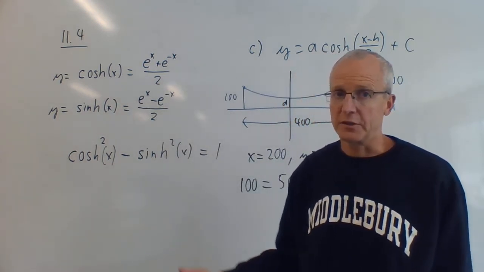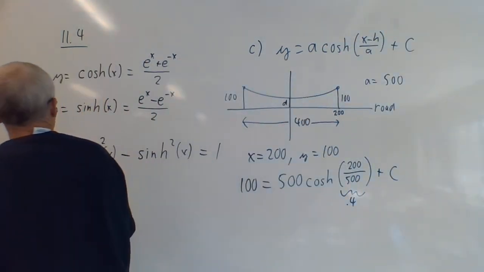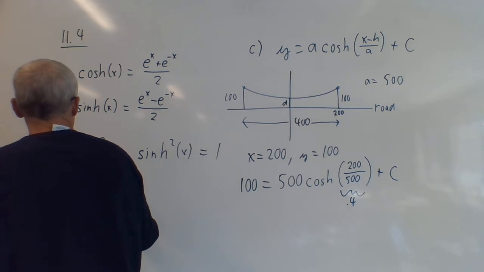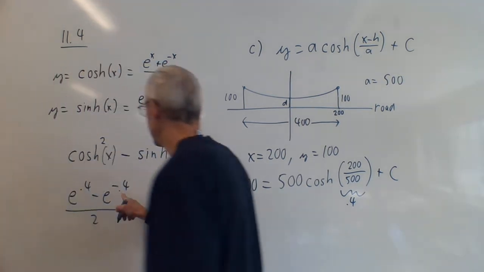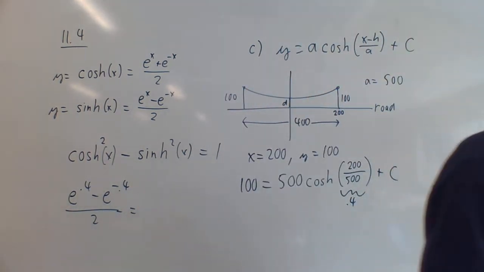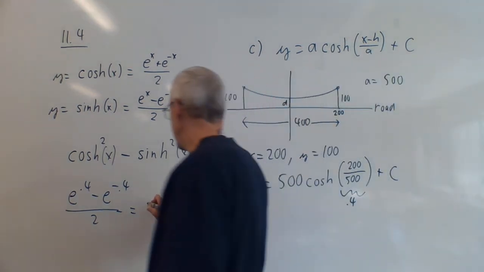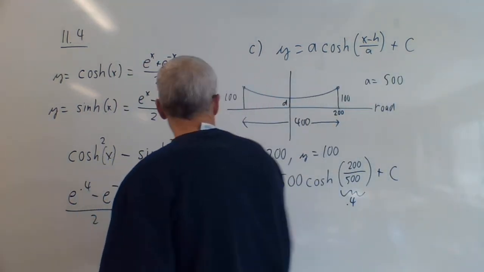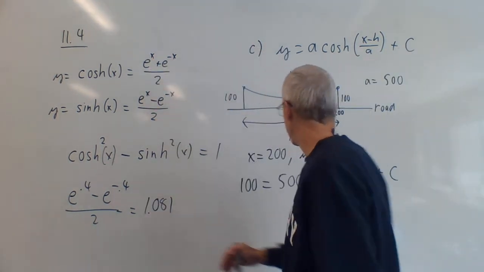So we got to use this formula up here and plug in 0.4 for x. It's a good calculator problem. If you do that, we get e to the 0.4 minus e to the negative 0.4, divided by 2. I plugged in 0.4 for x. I did that a little earlier, and I got that this is equal to 1.081. So cosh of 0.4 is 1.081.